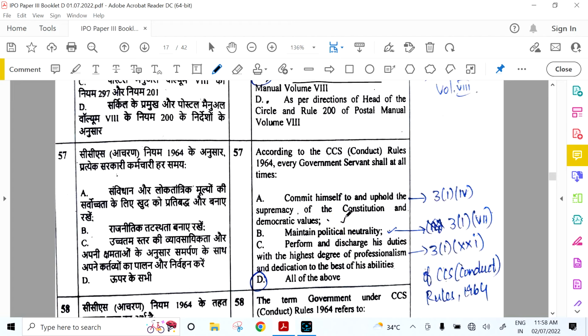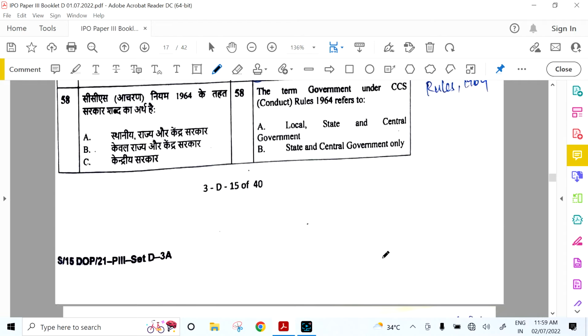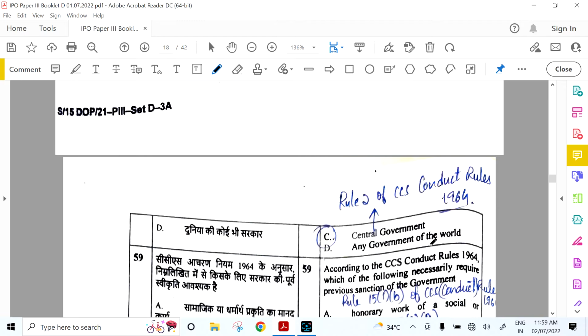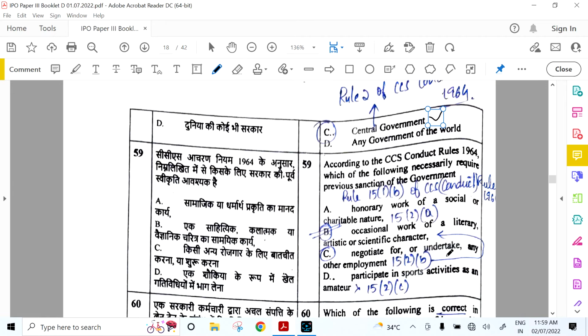Maintain political neutrality, 317 of CCS Conduct Rules. Perform and discharge his duties with the highest degree of professionalism and dedication to the best of his abilities, Rule 3.1.21 of CCS Conduct Rules. So all of the above are correct. That is correct. The term government under CCS Conduct Rules 1964 refers to central government only under Rule 2 of CCS Conduct Rules 1964.